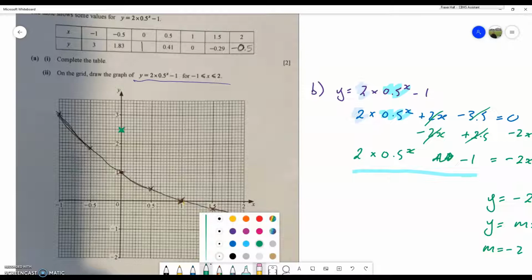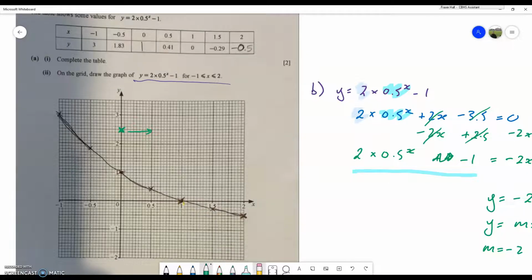So if we do our gradient, it's -2, so that's a run of 1. Oh, sorry, that's a run of 1. And then it goes down 2, so it would go down all the way to 0.5. So my second point would be there. So across 1, down 2. I'll get rid of that so that it doesn't look too messy.